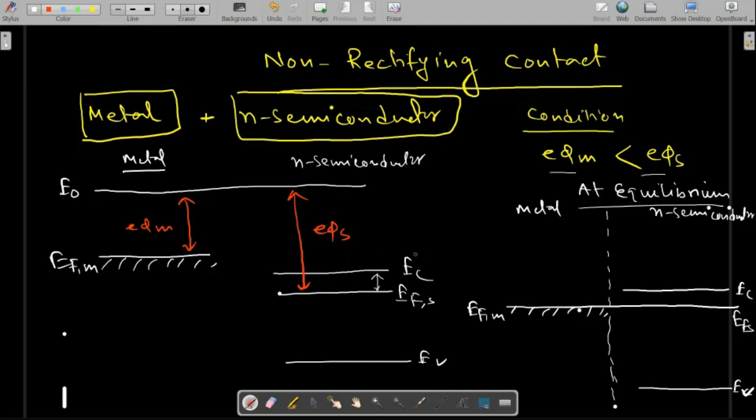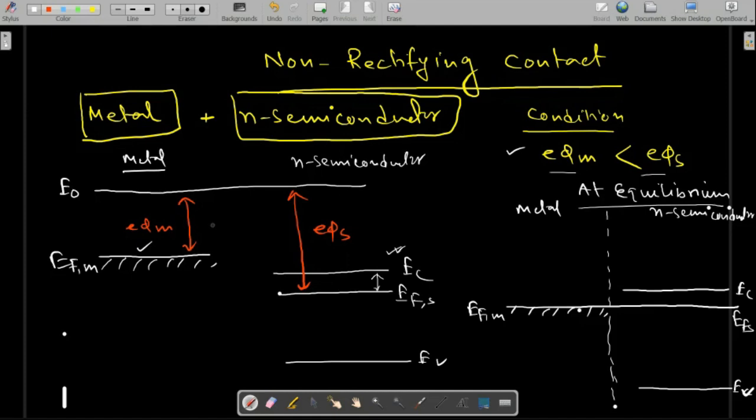Now check the semiconductor side. If you see the conduction band and Fermi level, the semiconductor side is at a lower energy level compared to the metal side. Okay. So the metal side electrons are at higher energy level and the semiconductor side electrons are at lower energy level. It is just opposite. Just see, in case of rectifying contact, it was just opposite. Because the condition was Eφm greater than Eφs, and in that case, the semiconductor side electrons are at higher energy level compared to the metal side. That's why some of the electrons will be transferred from semiconductor to metal.